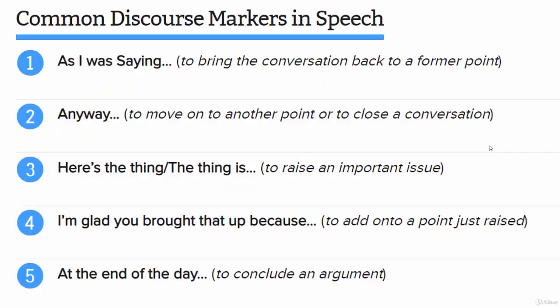Now, here are some general discourse markers. As I was saying, anyway, here's the thing, to tell you the truth, at the end of the day, right? These are different common discourse markers. Now, with discourse markers, it needs to be natural, okay? Don't force it. You don't have to say a discourse marker in every sentence.